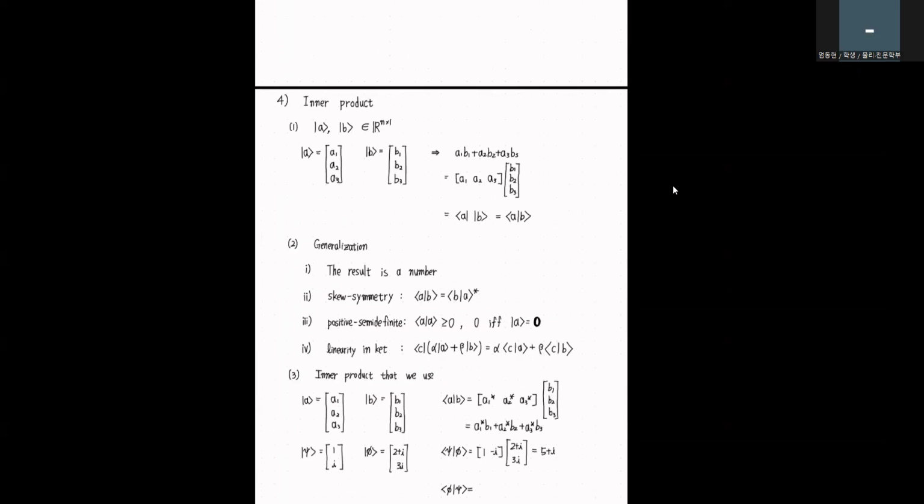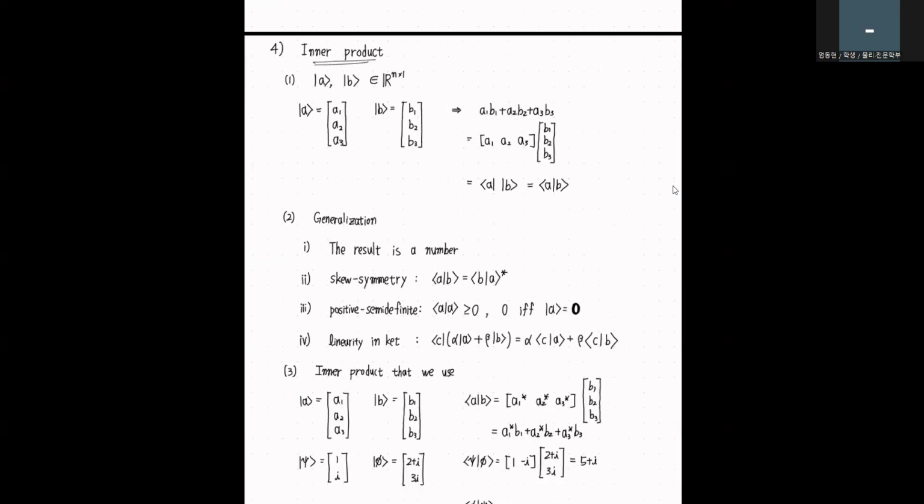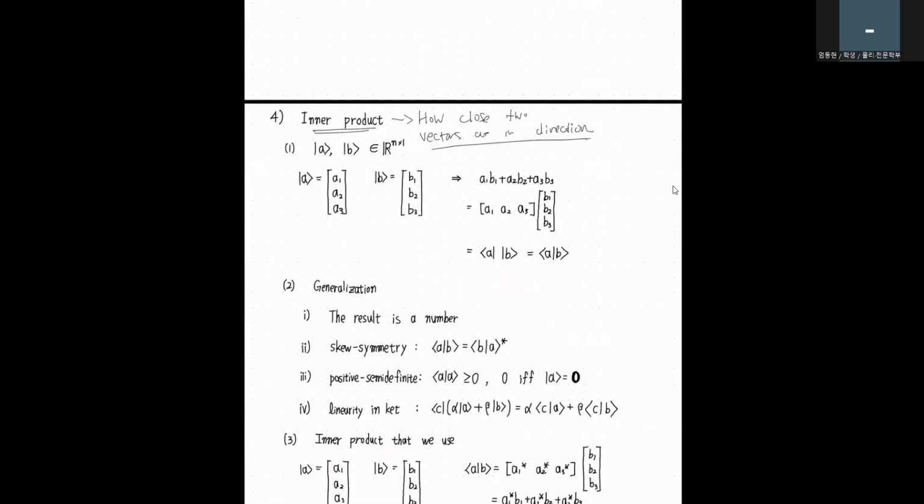Another operation you can do on vectors is what's called the inner product. Now, the inner product is a fundamental operation in linear algebra. And in the context of geometry, what inner products represent is how close two vectors are in direction. So this is the intuition behind it: how close are these in direction?